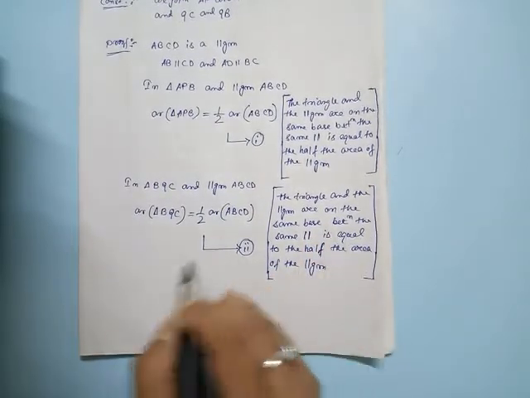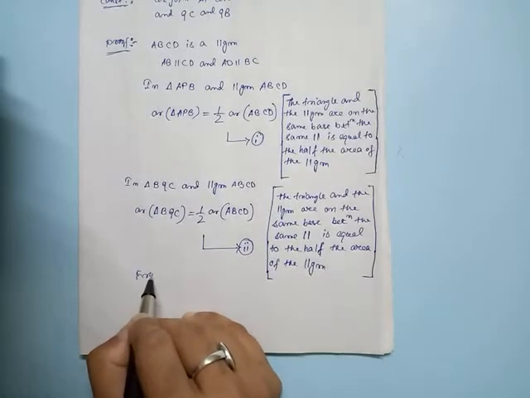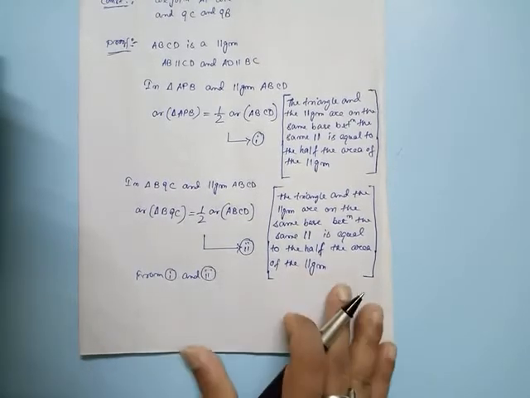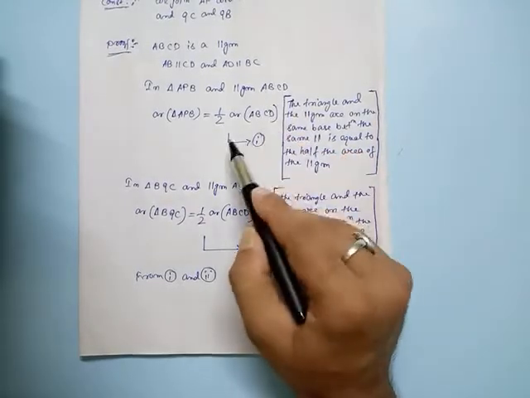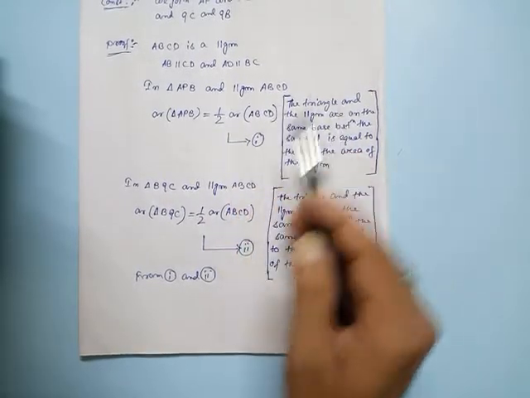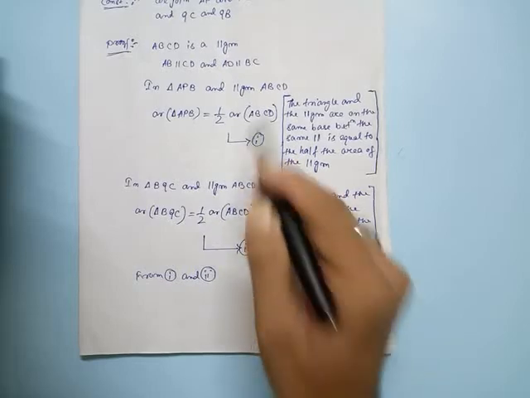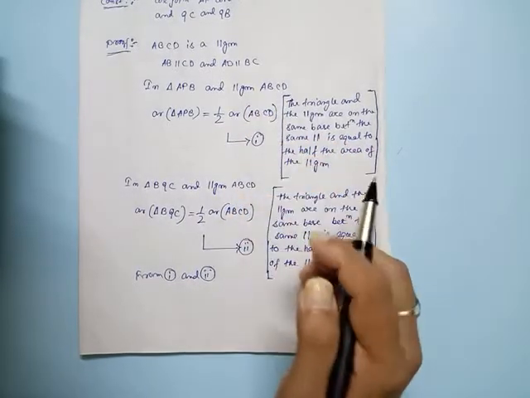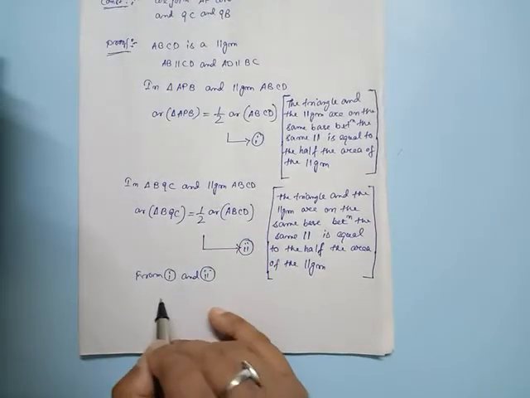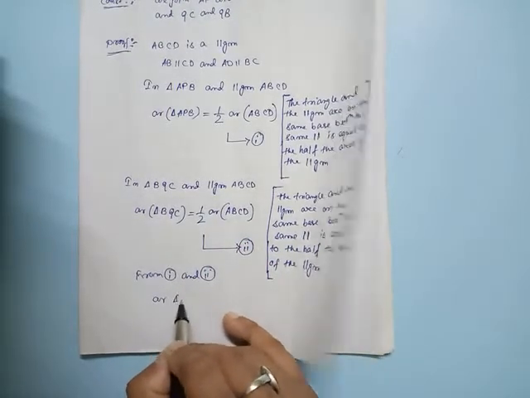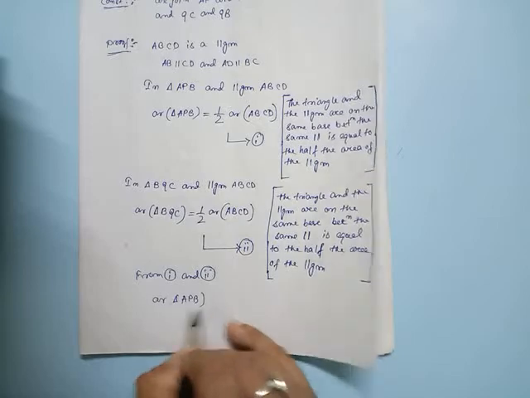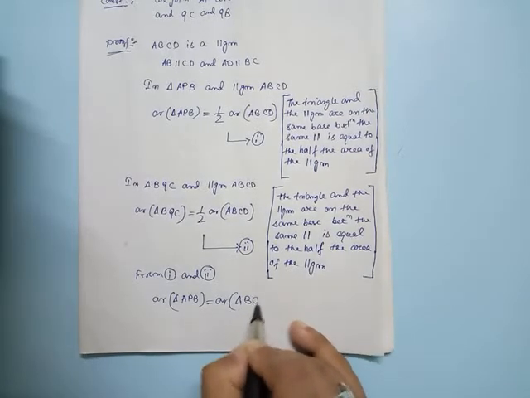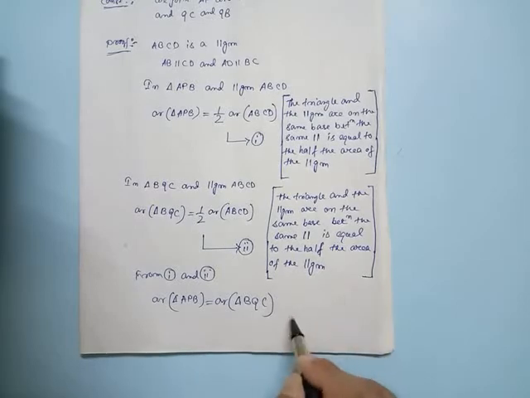Okay student, now write here from 1 and 2. Look, in equation 1 half area ABCD, in equation 2 half area ABCD, which means these two sides are equal. So I will write here from 1 and 2, area triangle APB equals area triangle BQC. Hence proved.